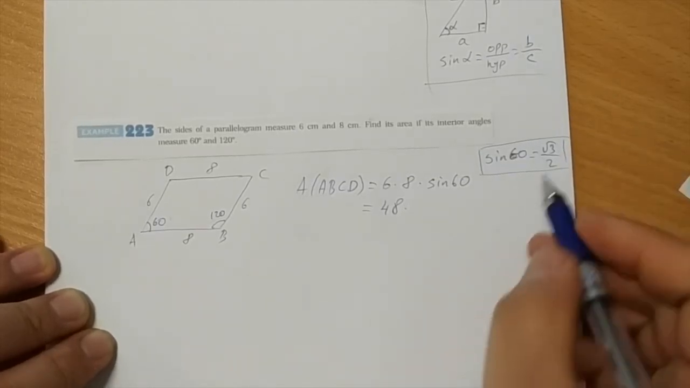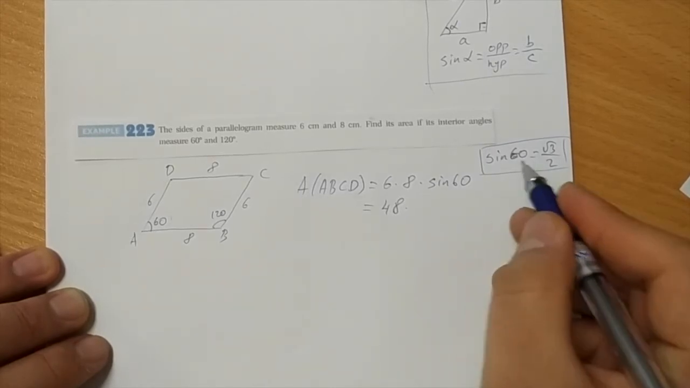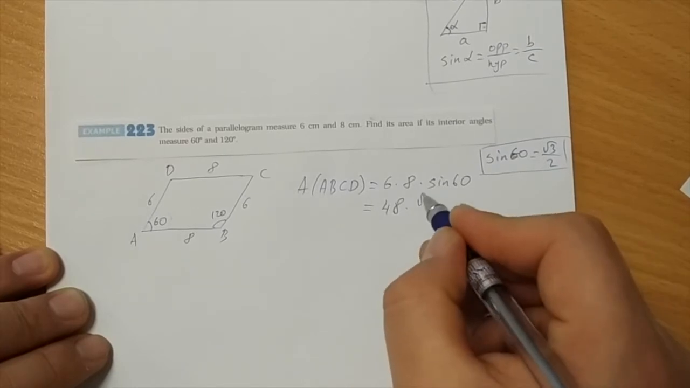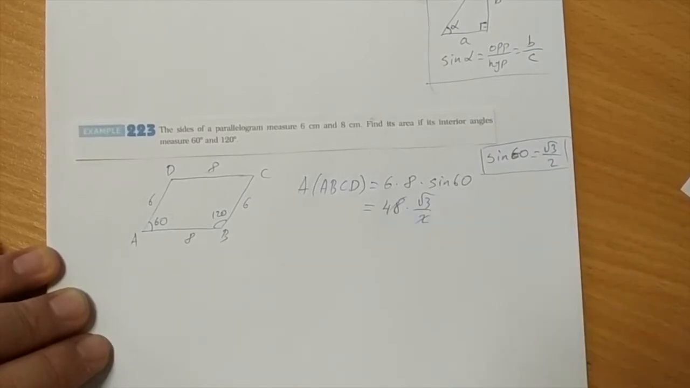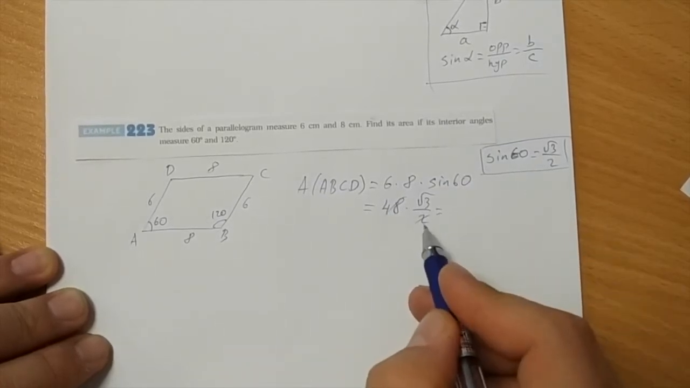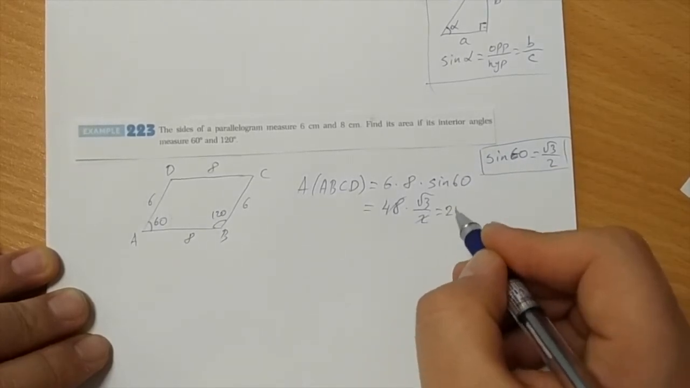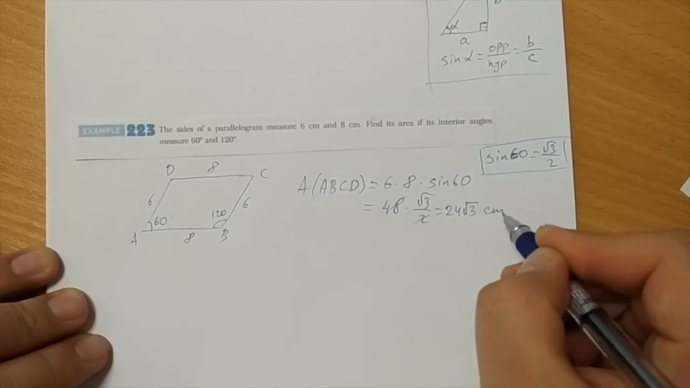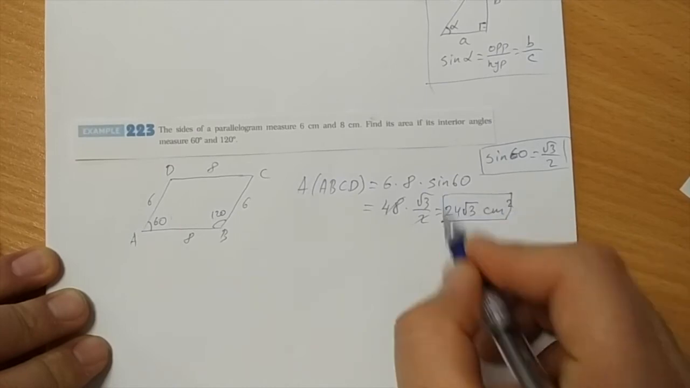Or I can give you a table, all of you will have this table, that means sine 60, cosine 30, and so on. So it will be square root of 3 over 2. Let us cancel this 2 with 48, because one of them is in the denominator. 48 divided by 2 is 24, multiplied with the upper side. It will be 24 times square root of 3 centimeters squared. So this is the area.